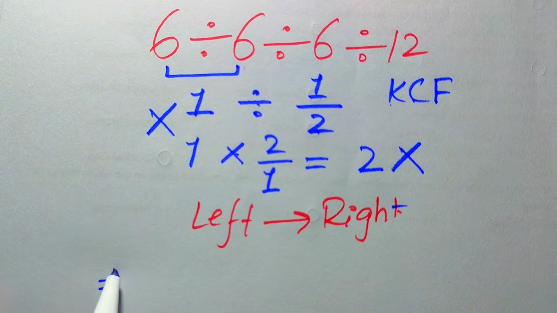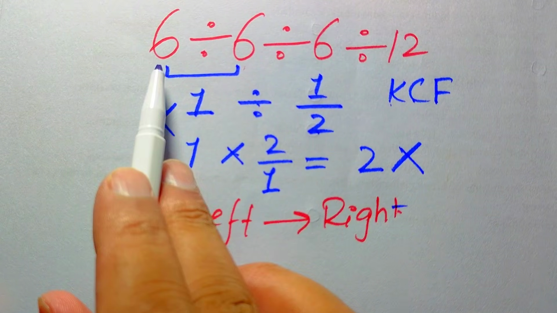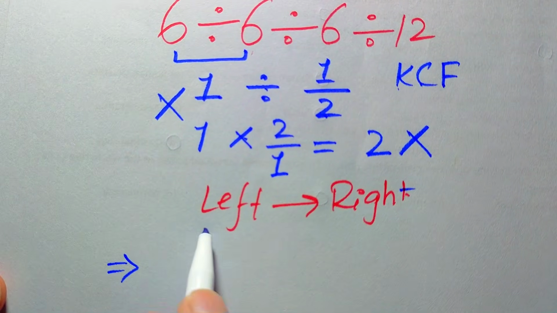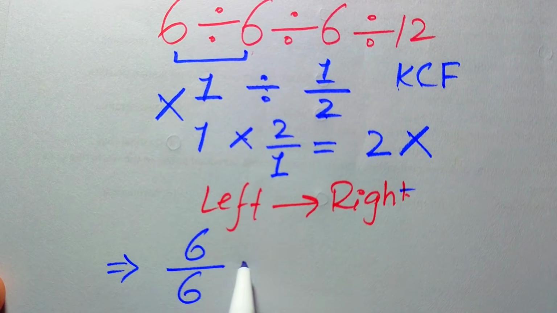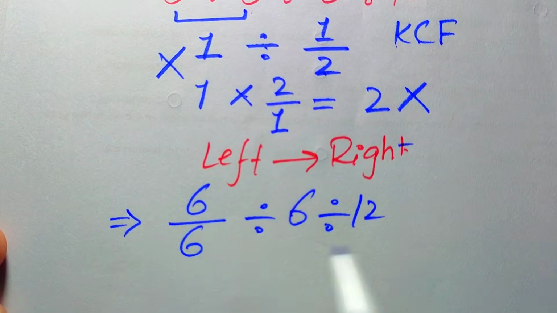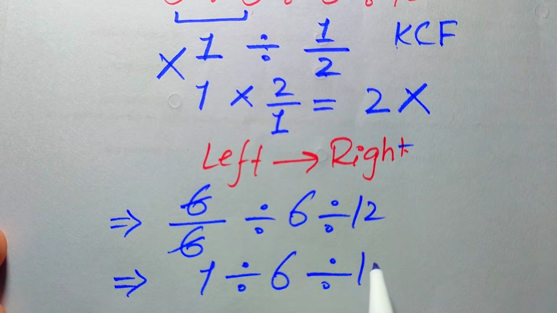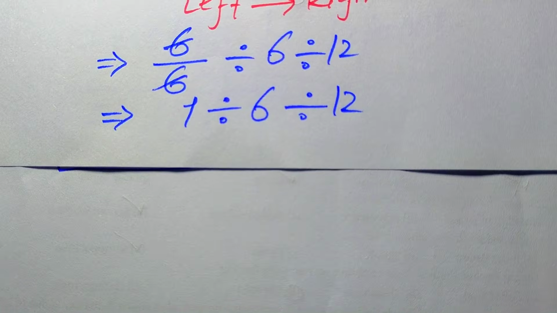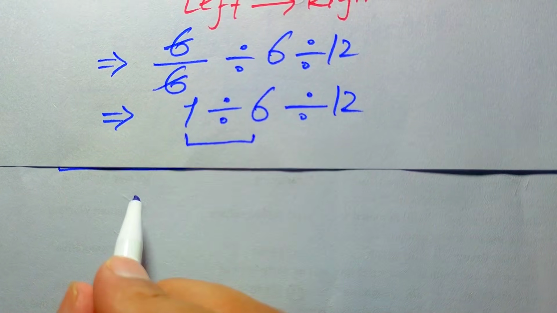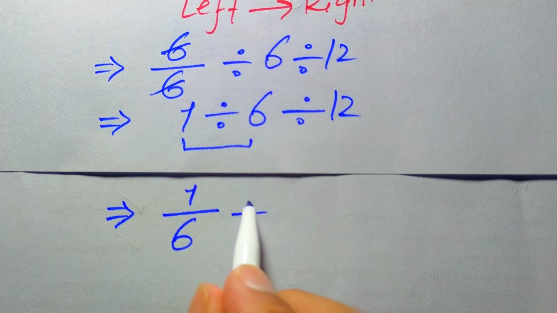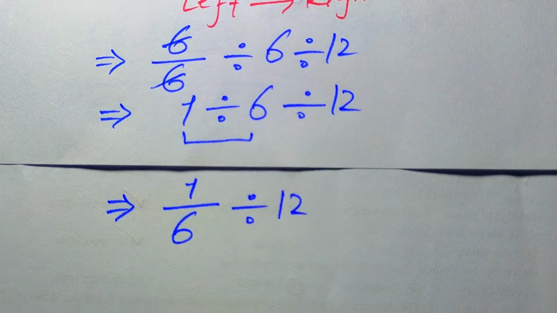So here the correct way is that 6 divided by 6 divided by 6 divided by 12. This 6 and this 6 cancel out each other, and we get 1 divided by 6 divided by 12. And further we solve these values, and 1 divided by 6 is written in fraction form as 1 over 6 divided by 12.